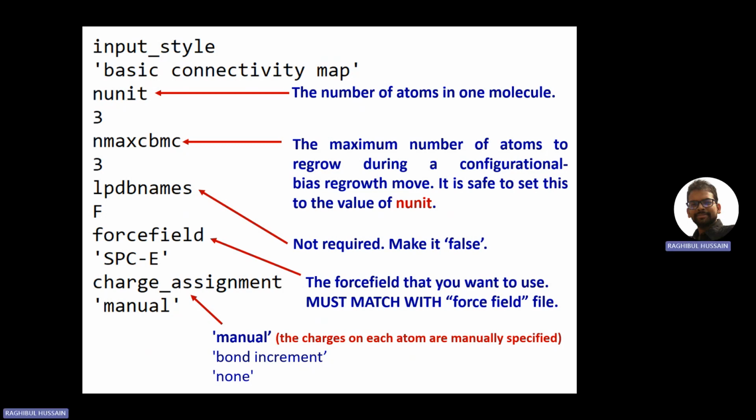Then we have the charge assignment. In this case, we have 3 atoms. All the atoms have some charges. So we are going to put all the charge information manually, the charges on each atom. Again, this is a simple thing. What is the connectivity map? How many atoms are there? What is the name of the force field, and the charge assignment is fine. So make the changes in your input file and remove other things.